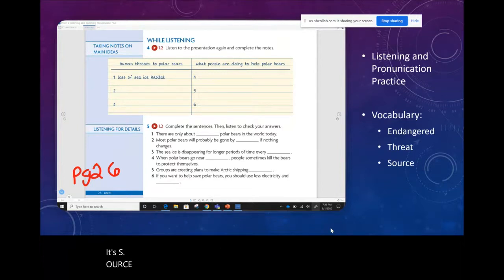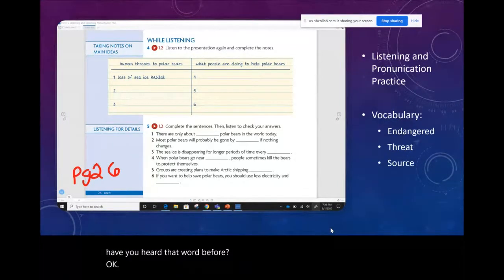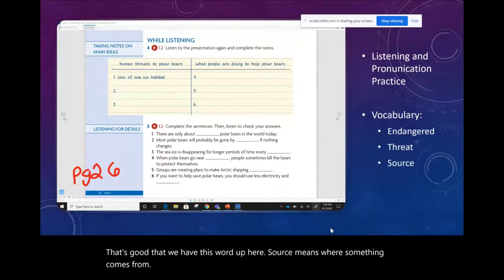Source. Have you heard that word before? No, I don't. Okay, no problem. Let's see, Carolina, do you know what source means? No, teacher. Okay, well that's good that we have this word up here. Source means where something comes from, the place that something comes from.